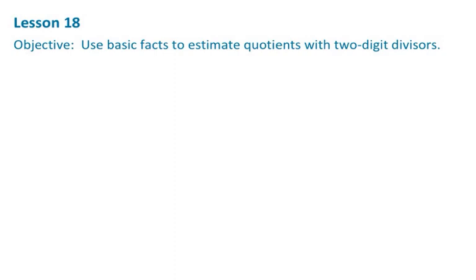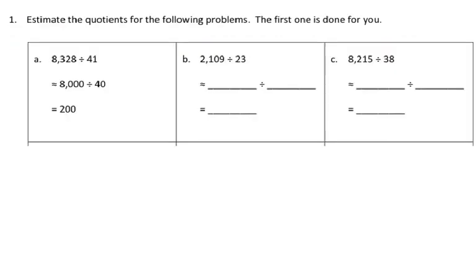This is grade 5, module 2, lesson 18, and the objective is to use basic facts to estimate quotients with two-digit divisors. The students really need to know their basic facts for this lesson. So again, if they don't know their basic facts, then you need to be practicing those at home. I'm going to use the example from number 1, and I do have A, B, and C on here.